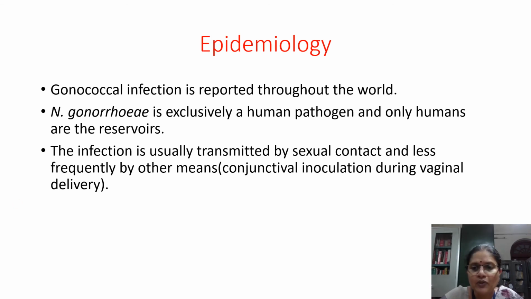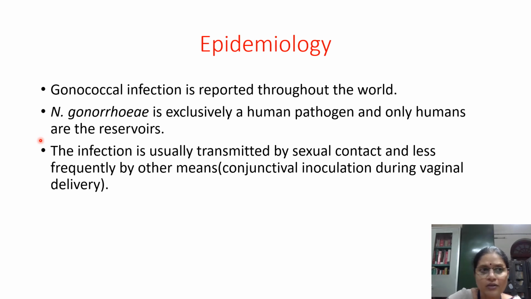So the last topic I'm going to cover here is the epidemiology of gonorrhea. Gonococcal infection is reported throughout the world, but it is more prominent in developing countries as usual. In developed countries it has been controlled to some extent, but it is still a problem. Neisseria gonorrhoeae is exclusively a human pathogen, and only humans are the reservoirs. This one thing is advantageous for us. There are no animal reservoirs, and it does not spread through air or other ways of transmission. It gets transmitted only through sexual contact.